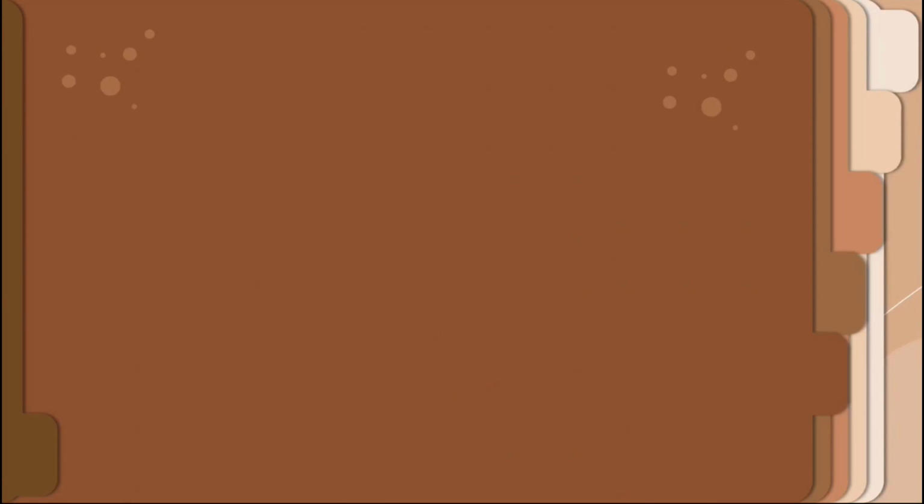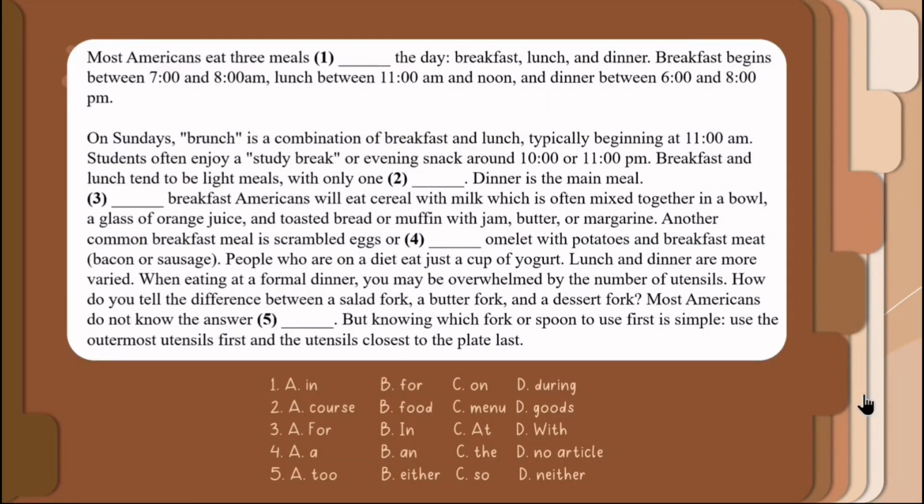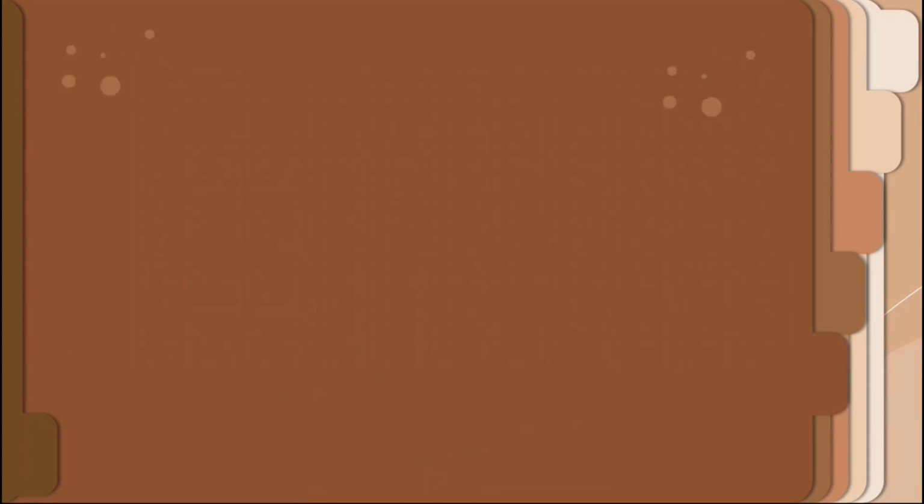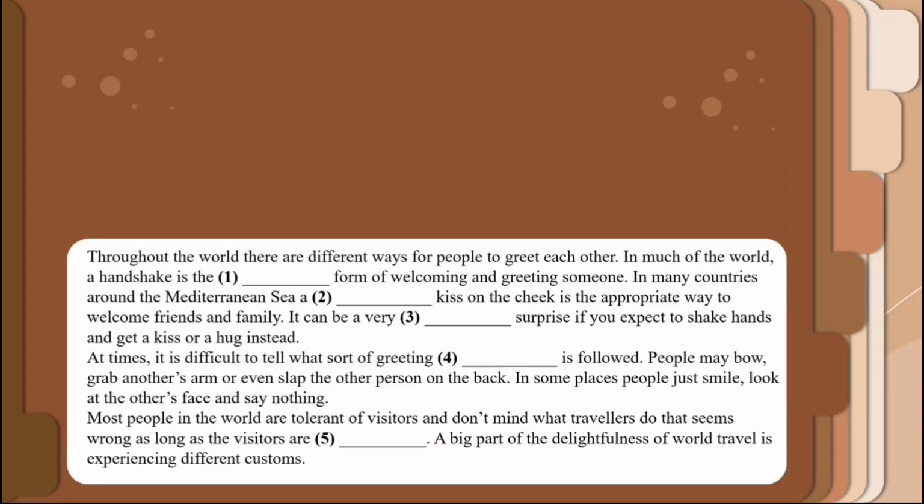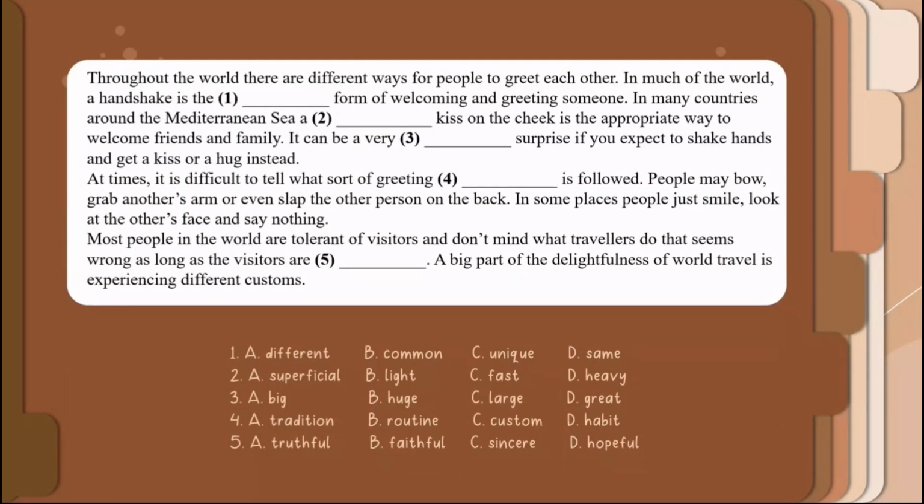For passage number 1, the answer for number 1 is D. Number 2 is A. Number 3 is A. Number 4 is B. And number 5 is B. And the next passage: 1B, 2B, 3A, 4D, and 5C.